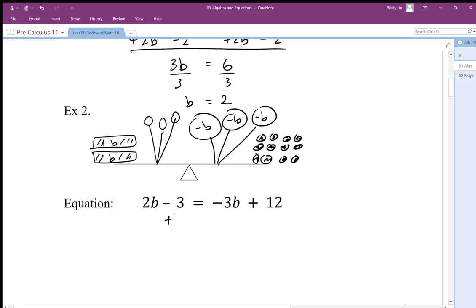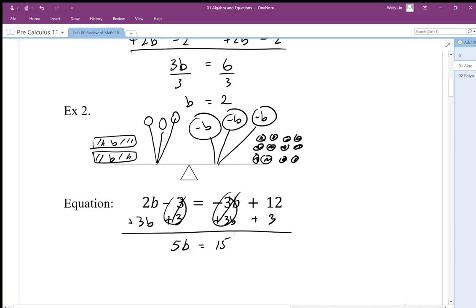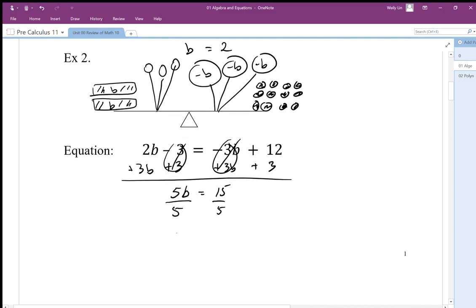So I'm going to add 3 to both sides. Okay, I'm going to add 3 B's to both sides. Okay, 0 pair, 0 pair. So we're up to 5 B's is balancing 15. And then we can solve this equation by dividing both sides by 5. Okay, so a big part of this is being organized and keeping track of all the different terms.